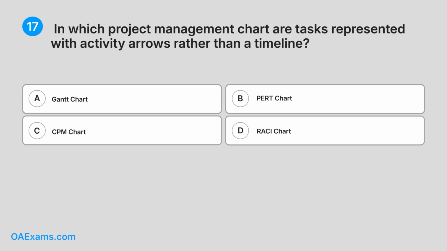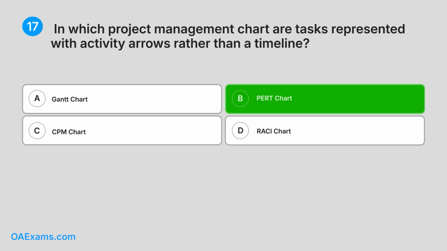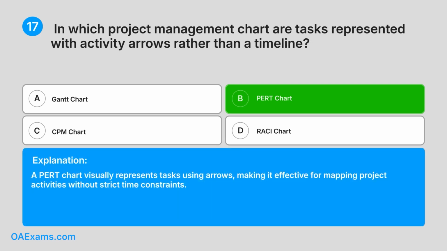Correct answer, B. PERT chart. Explanation. A PERT chart visually represents tasks using arrows, making it effective for mapping project activities without strict time constraints.